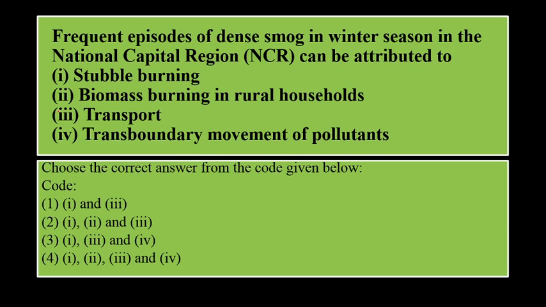Frequent episodes of dense smoke in winter season in the National Capital Region (NCR) can be attributed to stubble burning, biomass burning in rural households, transport, and transboundary movement of pollutants. So all of these contribute to the frequent episodes of dense smoke in winter season in the NCR region of our country.